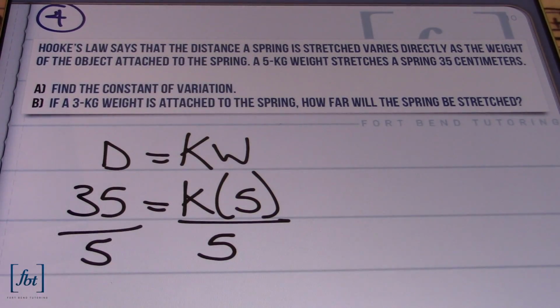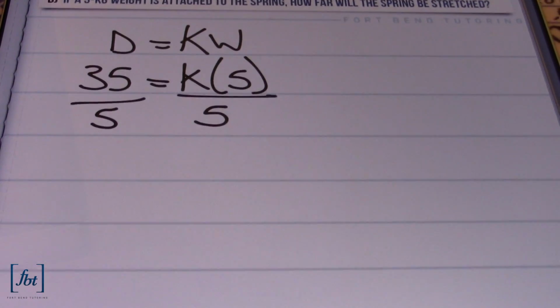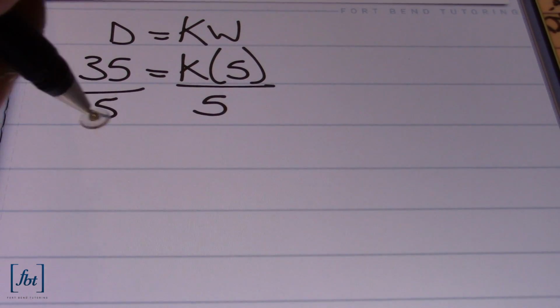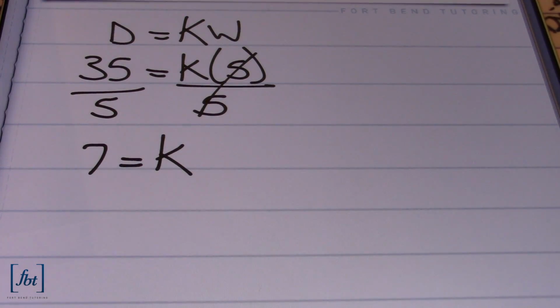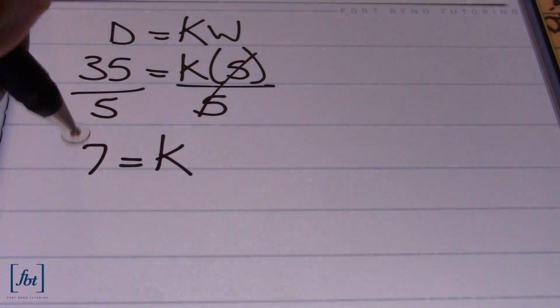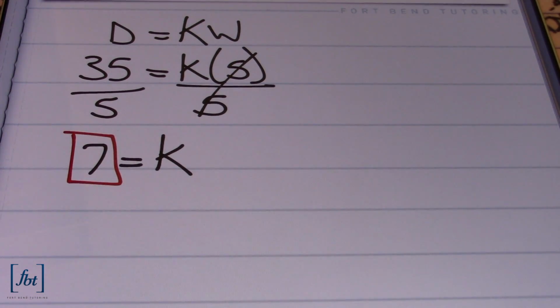This is better, okay? That's as good as it's going to get for now. So simplifying this, we now know that 35 divided by 5 is 7, which tells us that our constant of variation is 7. That's part A. Red box it. You got it.